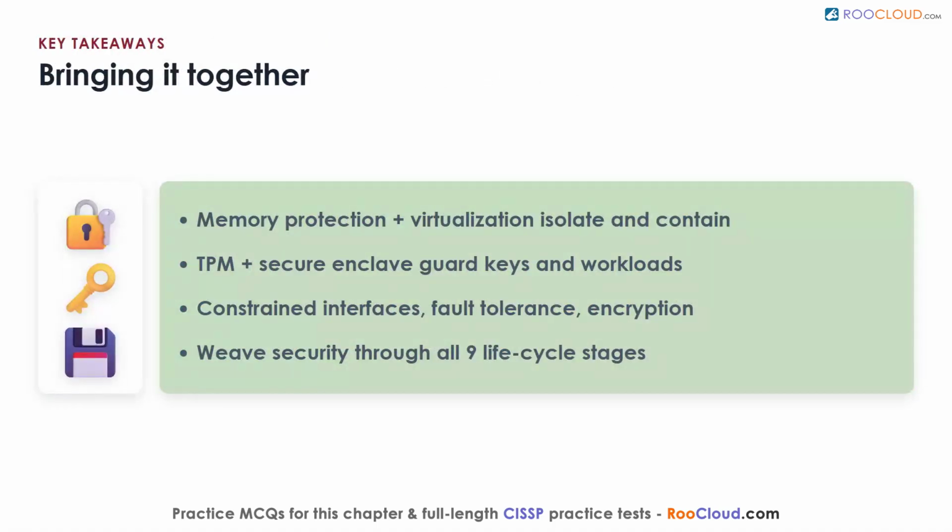So let's bring it together. Memory protection fences off each process. Virtualization isolates and contains risk. And hardware like a trusted platform module and a secure enclave guards keys and sensitive workloads at the deepest level. Constrained interfaces limit what each user can do. Fault tolerance keeps systems running through failures. And encryption protects confidentiality and integrity everywhere. And you weave security through all 9 lifecycle stages, from gathering needs to secure disposal. Understand these capabilities, and you can evaluate any system with a clear eye.